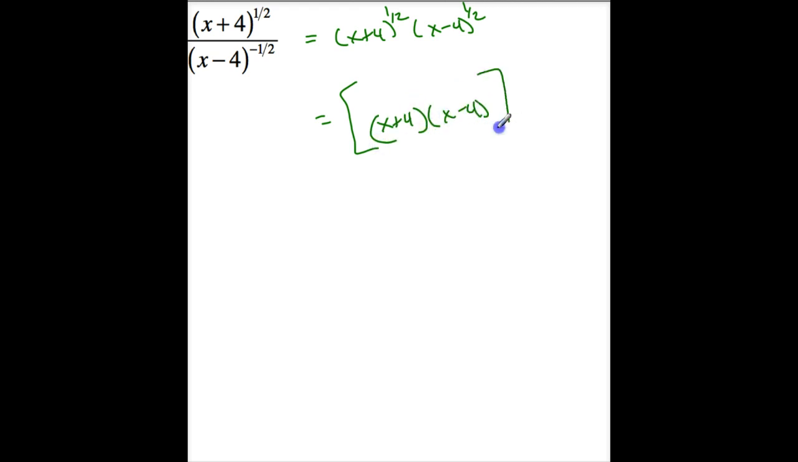Now the final one we're going to do, let's look at (x plus 4) to the 1/2 divided by (x minus 4) to the 1/2. So this is going to be (x plus 4) to the 1/2. And when I move this up, this becomes (x minus 4) to the 1/2. Now for this, I can move that exponent to the outside. So this is (x plus 4) times (x minus 4), whole thing to the 1/2. So this becomes (x squared minus 16) to the 1/2.